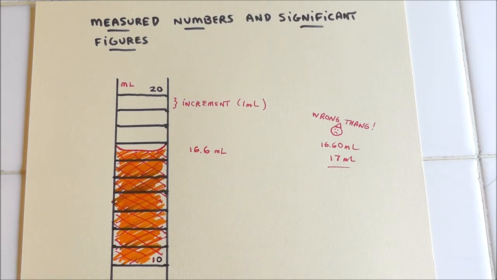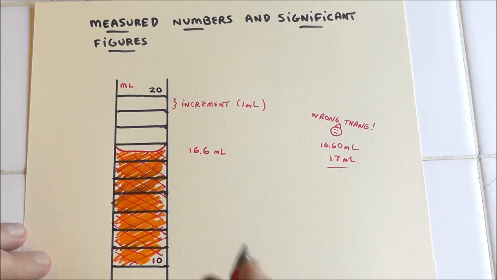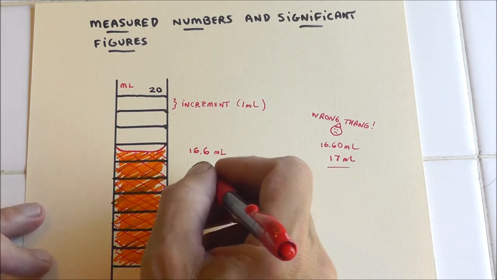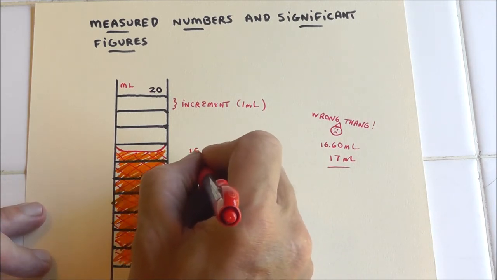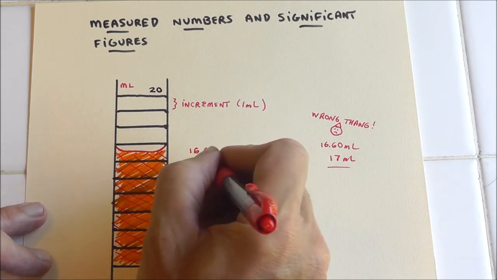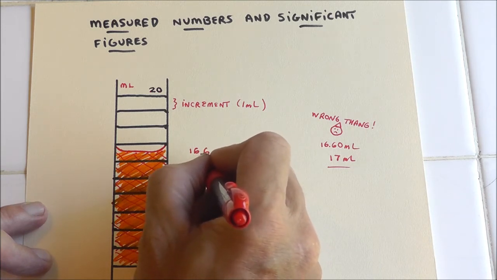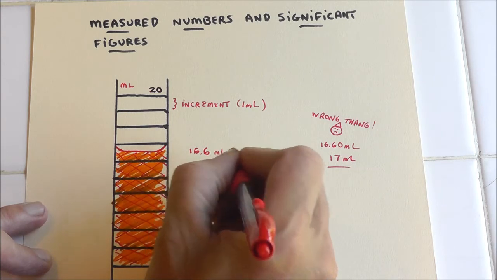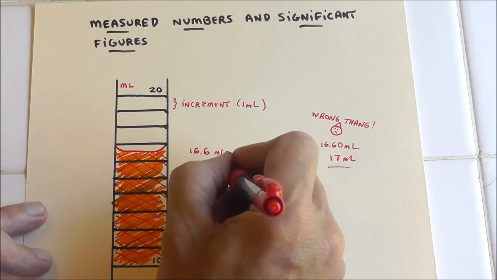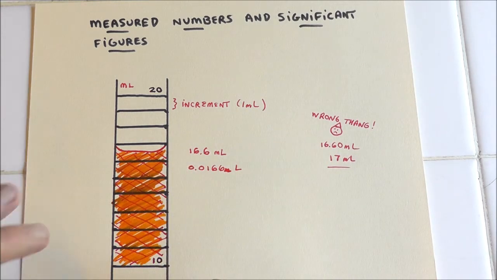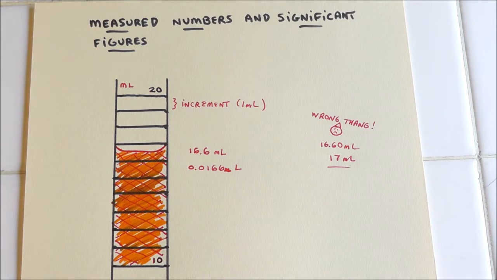So let's say we converted it to liters. There's 1,000 milliliters in a liter, so this would be 0.0166. Oops, not milliliters, liters. Do you notice how the number of digits changes in total, but the zeros are not what we call significant? We're going to talk about that in just a little bit.